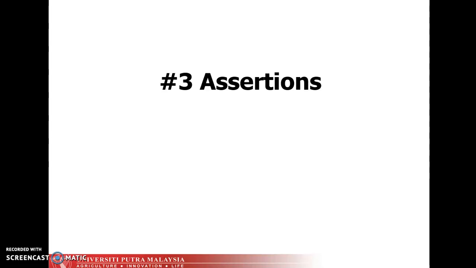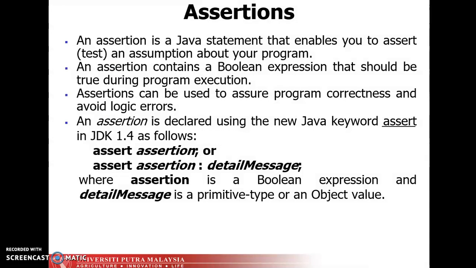So now we move into the next topic. This is the final topic for the chapter, and we call this topic assertion. An assertion is a Java statement that enables you to test your assumption about your program. It contains a Boolean expression that should be true during program execution. Assertion is a good technique to assure program correctness and avoid logic errors from occurring.